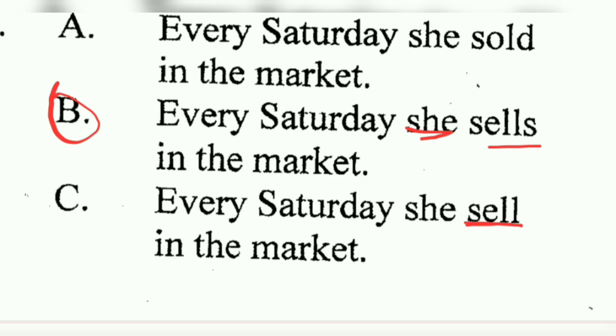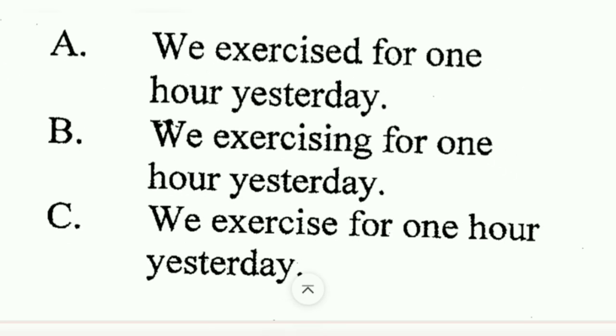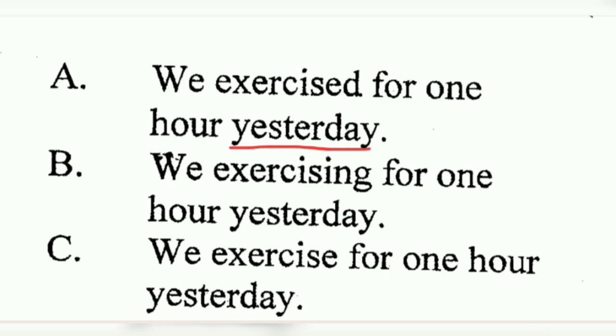Alright? Moving on to number 30. We exercised for 1 hour yesterday. B says we exercising for 1 hour yesterday. C says we exercised for 1 hour yesterday. What's the tense? Yesterday, meaning it is past. So we have to use a past tense verb, which is exercised. So the answer would be A.